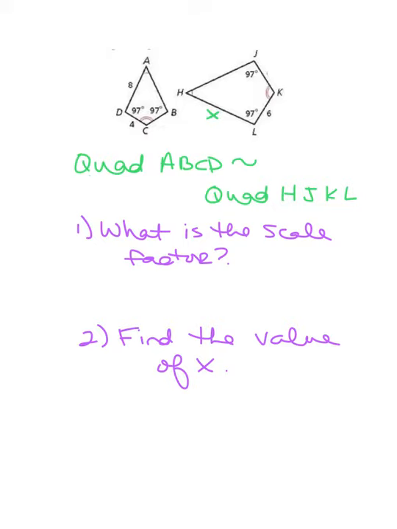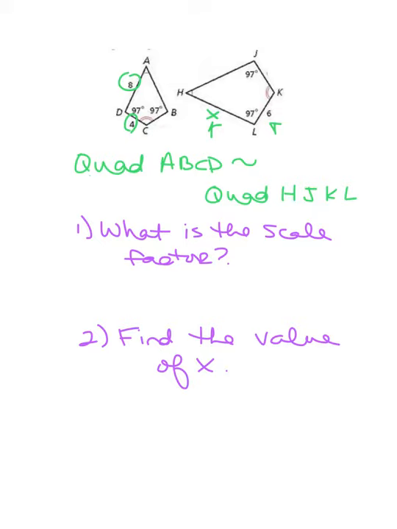Let's look at one more problem for today. It says quadrilateral ABCD is similar to quadrilateral HJKL. So we're given a statement. We know which sides will match up together and which angles. And question number 1 asks what the scale factor is. So I am not given a lot of sides here. I have 8 and I have 4, and then I have x and I have 6.